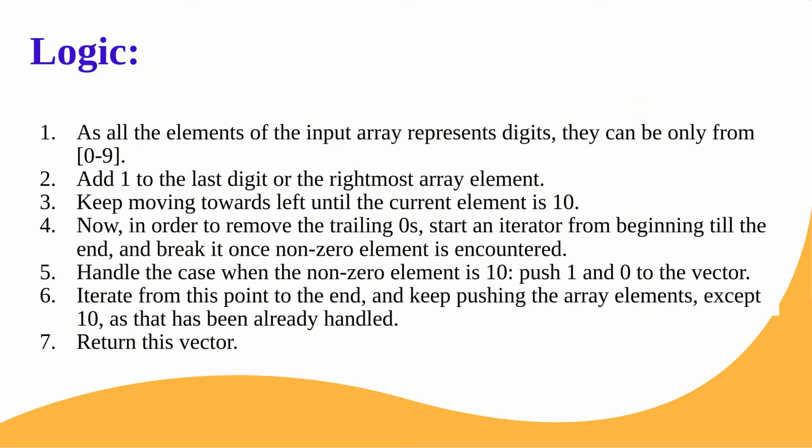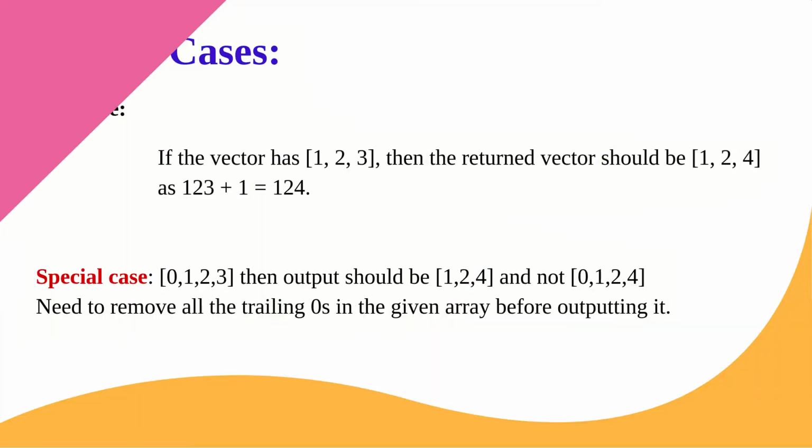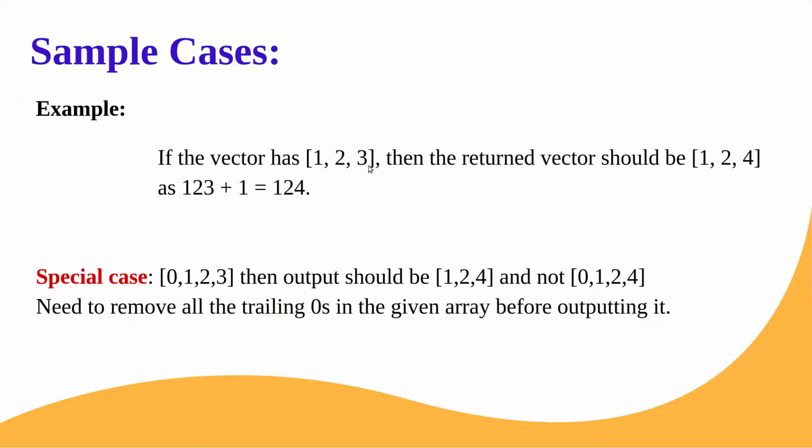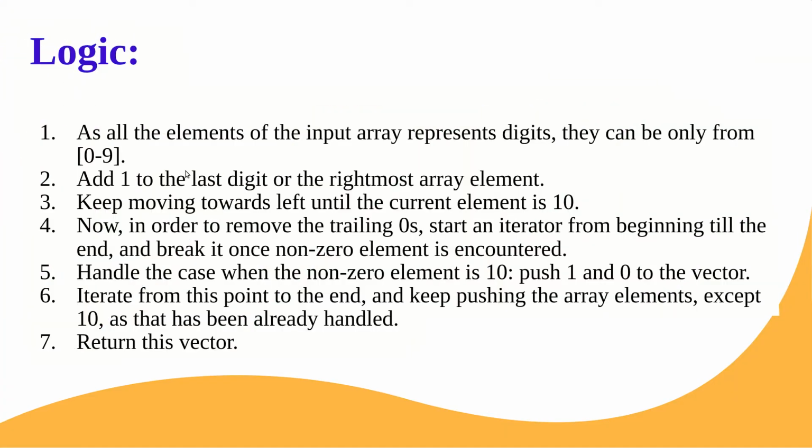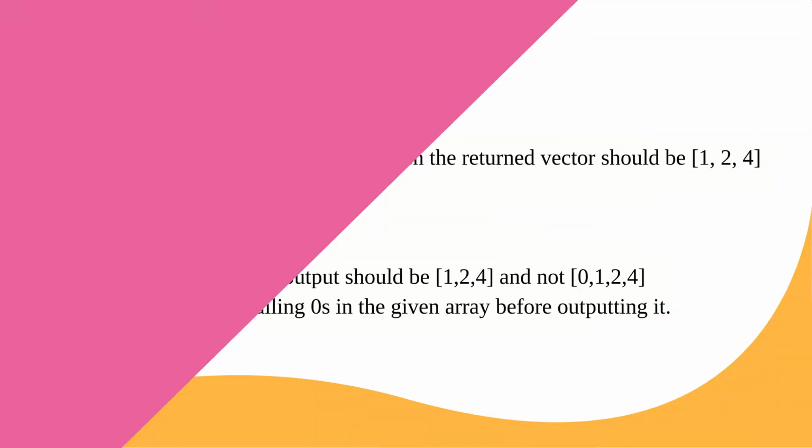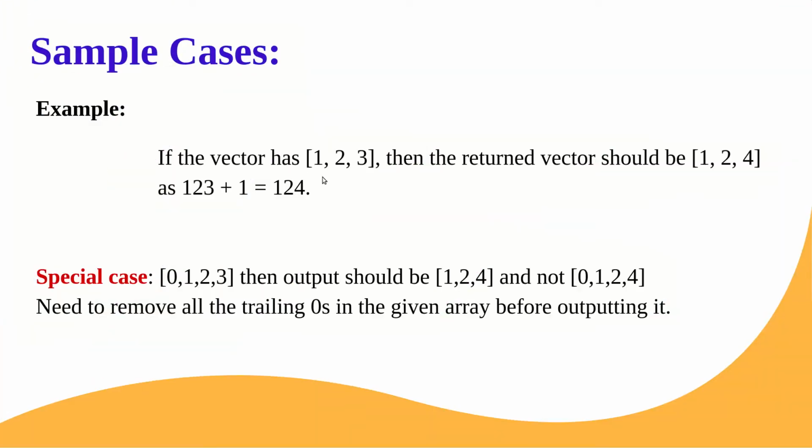As all the elements of the input array represent digits, they can only be from 0 to 9, right? Because the number is represented in the form of digits, even 10 could be represented as 1, 0. So each array element is a single digit from 0 to 9. Now adding 1 to the number is the same as adding 1 to the last digit, or the rightmost array element. Adding 1 to 123 is the same as adding 1 to the least significant digit, which is the rightmost digit. So 1, 2, 3, just add 1 to this and it becomes 124.